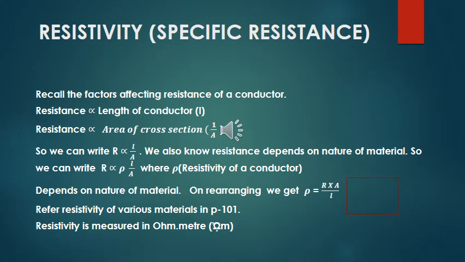Resistance of a conductor is directly proportional to length of the conductor. Longer wire will have more resistance. Resistance is inversely proportional to area of cross section. That means if the thickness increases, resistance will decrease. Now you combine both. Resistance becomes proportional to L by A, where L is the length, A is the area of cross section.